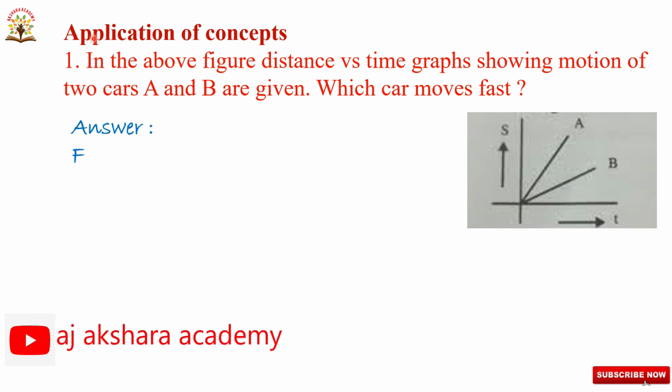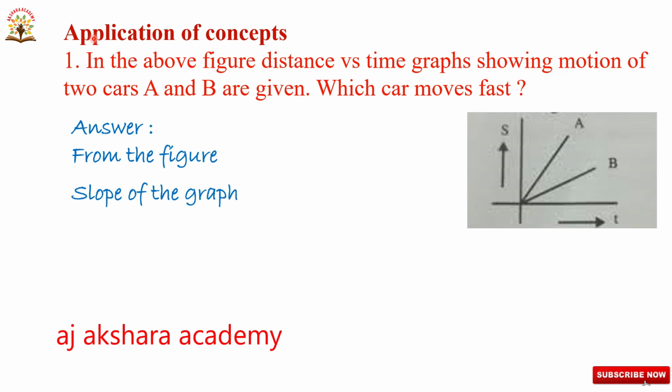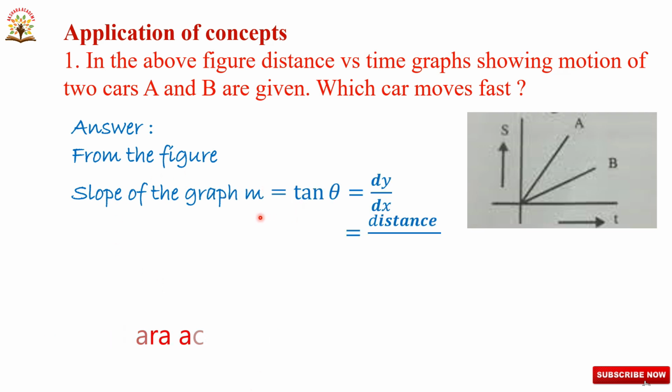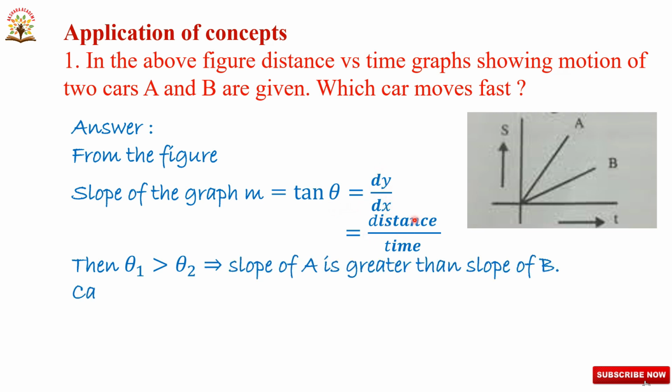Now let us go to the answer. From the figure, slope of the graph m is equal to tan theta, that is equal to dy by dx, that is equal to distance by time. Then theta 1 is greater than theta 2, that is, slope of A is greater than slope of B. So car A is moving faster than car B. So which car moves faster? Car A. Okay, next we will go to the next question.